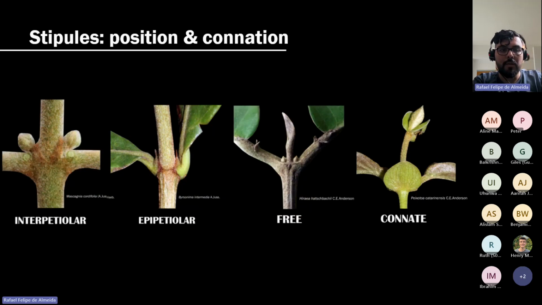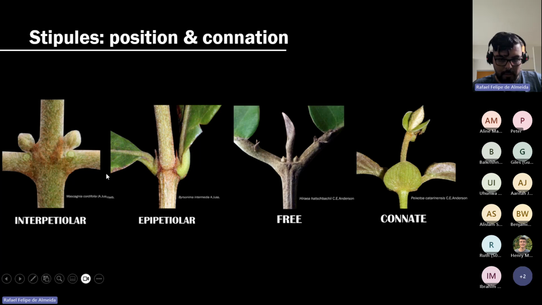Regarding the stipules, they are very, very important and useful in the taxonomy. So their position and connation is really useful. They can be interpetiolar when they are positioned on the branch between two leaves. They're here. But if they are positioned at the base of the leaf instead of being positioned on the branch itself, they are called epipetiolar. So there are several genera that you can differentiate from having only one type or the other.